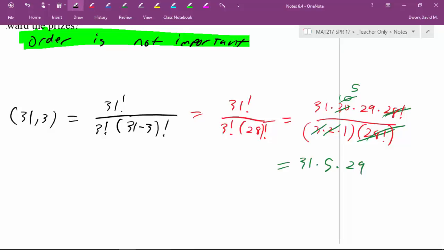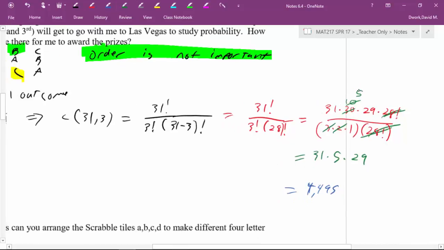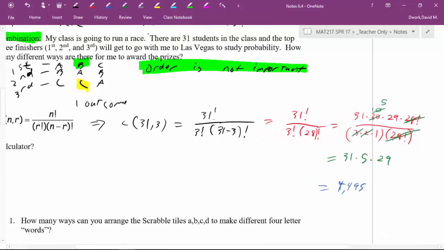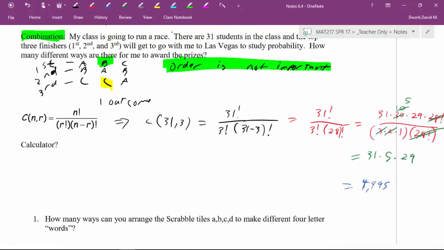And this is going to result in, we need our calculator. I can't do that in my head. 31 times 5 times 29. 4,495. There are 4,495 different ways for me to make groups of 3 students that are going to come with me to Vegas. Great.